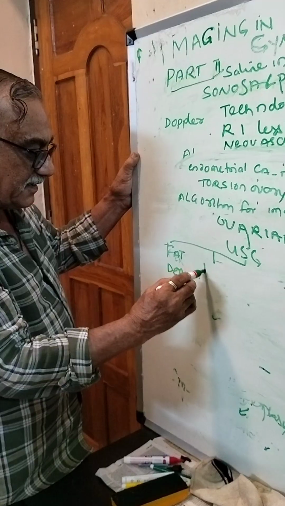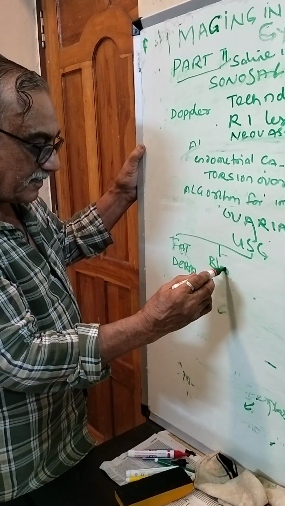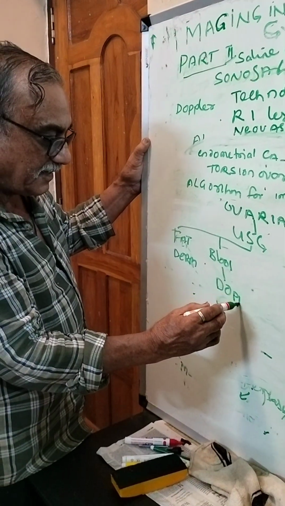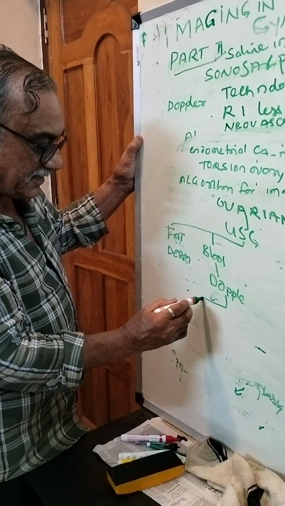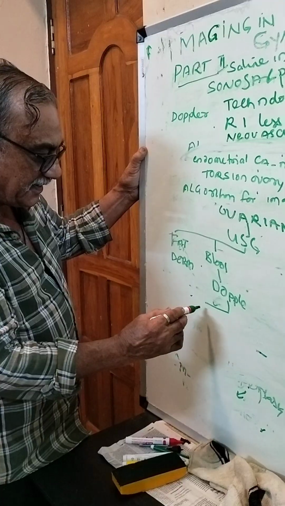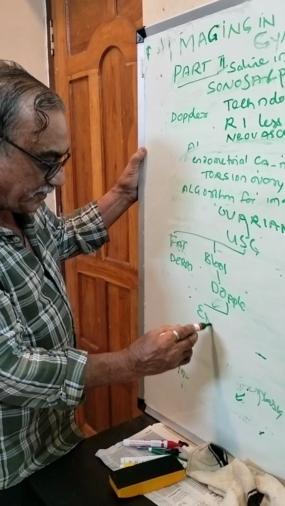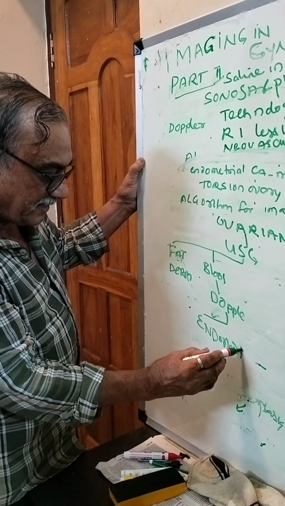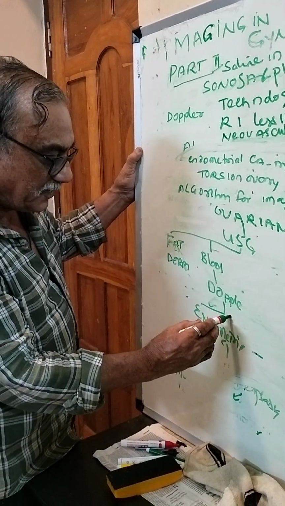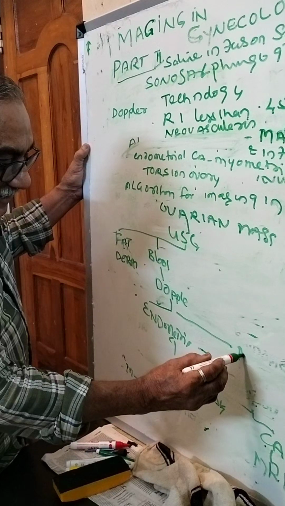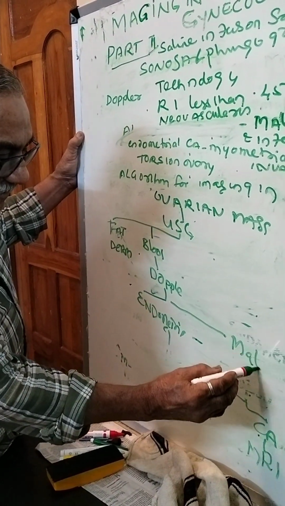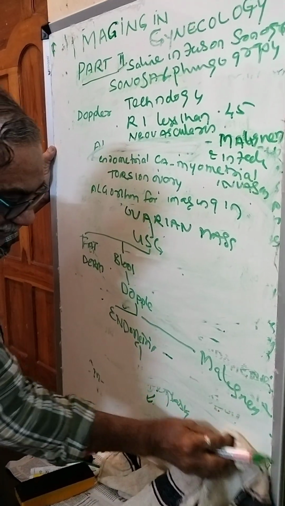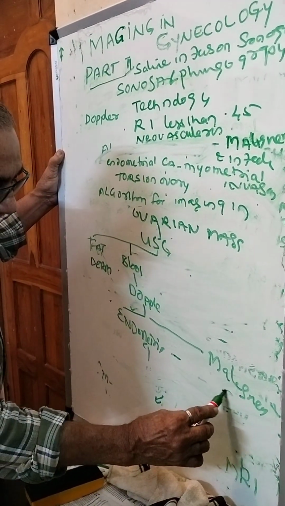Suppose it shows blood content, then you do Doppler studies. If it does not show any malignant changes, then it is an endometriotic cyst. Suppose there is suspicion of malignancy and Doppler shows malignancy, you do a CT scan.